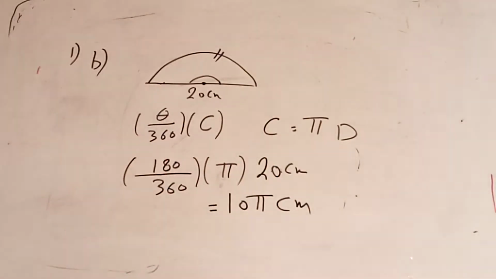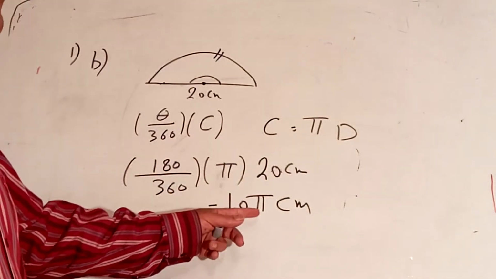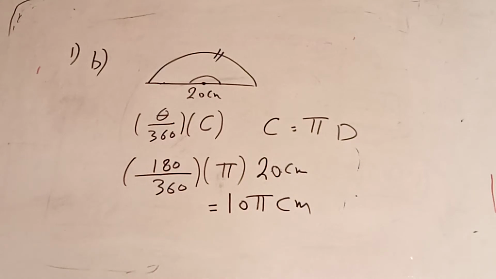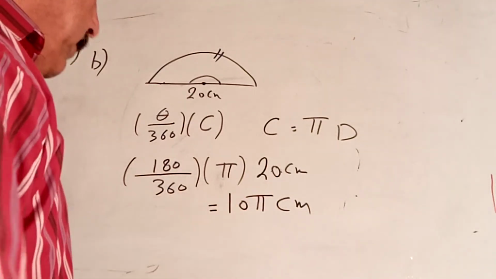10 multiplied by 3.14 will be 31.4 centimeters. You can write it either using pi or using 3.14, as you like. Both of them are right.